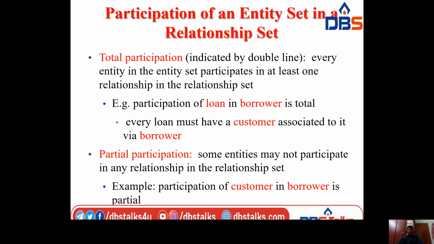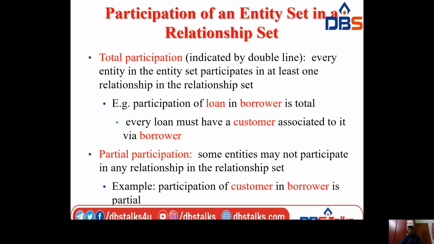Now here comes the example: participation of a loan in borrower is total. Every loan must have a customer associated to it via borrower. Every loan is having some customer. Every customer is having some loan. Now this is about the participation of an entity set in a relationship set.